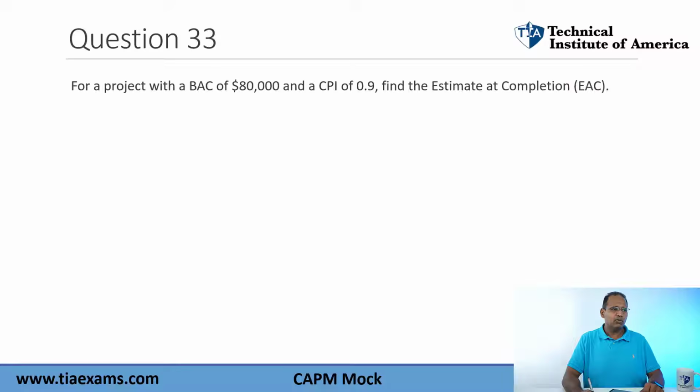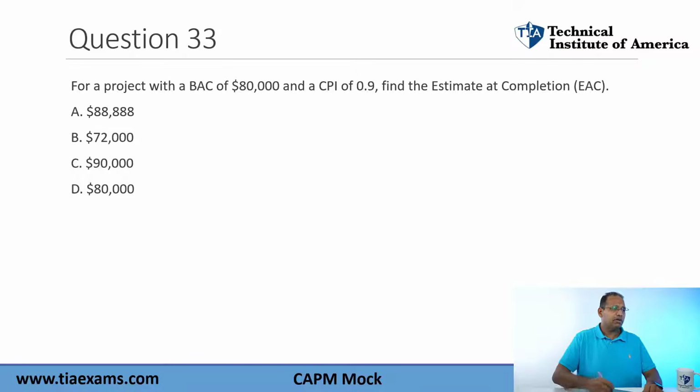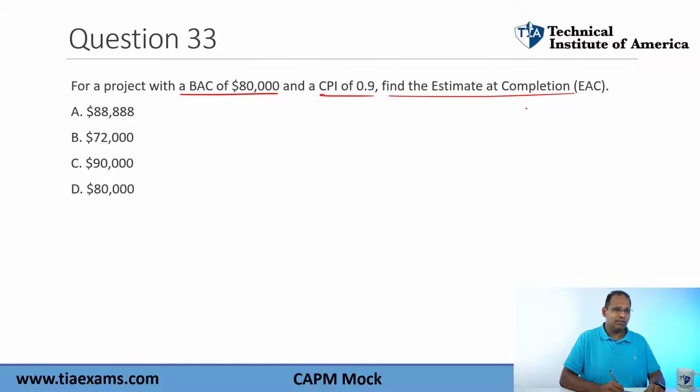Next question, question 33. Here we go. All right. For a project with a BAC of 80,000 and a CPI of 0.9, find the estimated at completion. Oh, right. So you have to know EAC is equal to what? It's equal to, oh boy, I have 3 lines here. I don't want that to be 2, right? Equal is 2. Is equal to the budget.